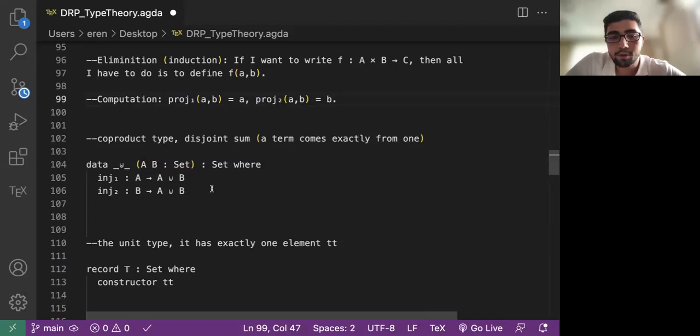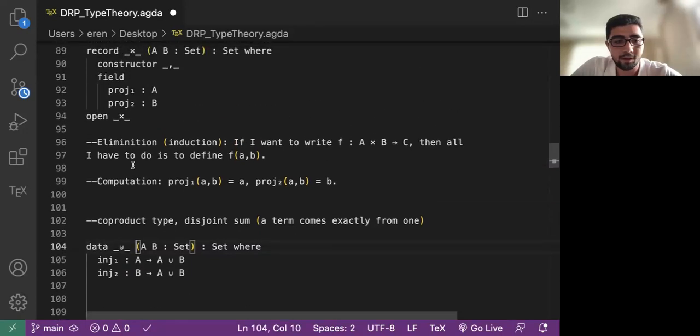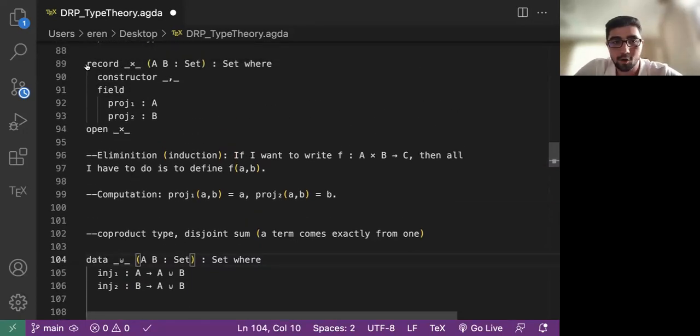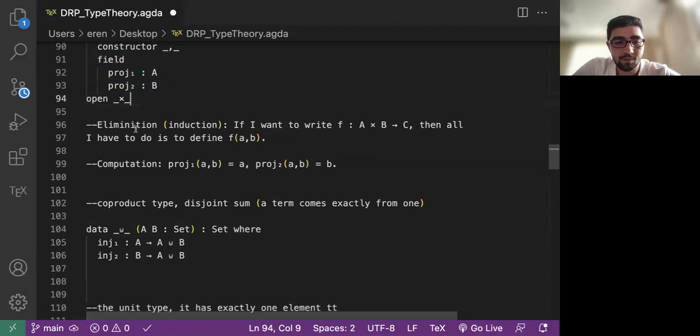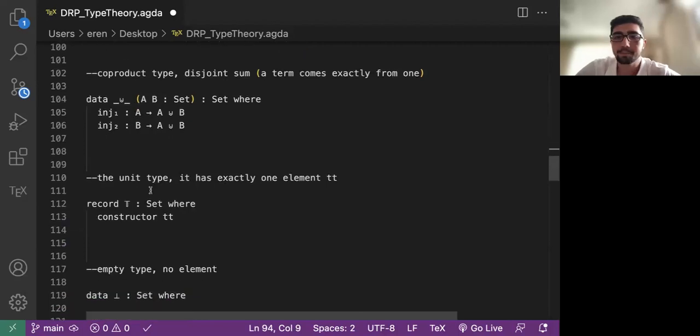I also have a coproduct type, sometimes called disjoint sum. A term of A disjoint sum B comes from exactly one of A or B, and these 2 functions say exactly that. So this is different from our classical union. And why have we defined these 2 types? Because we will be using them when we define our logical conjunction, as we will see 2 minutes later.